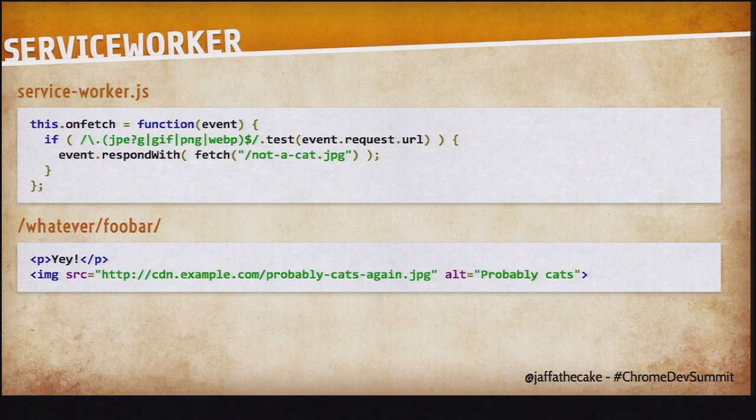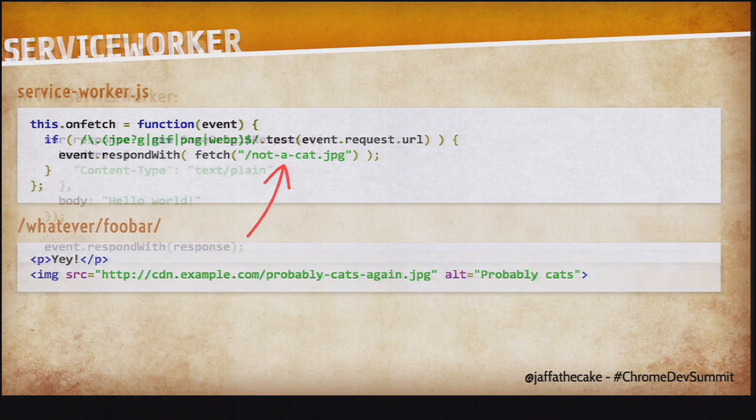So note here I'm actually satisfying a cross-origin request with a same origin response. And you can do the opposite as well. Security is always determined by the origin of the response, not the request. This isn't an HTTP redirect. You're just serving up a different file. As far as the browser is concerned, it requested probably cats again, and it got it. But you could do an HTTP redirect if you want.